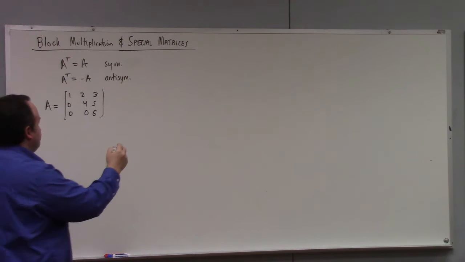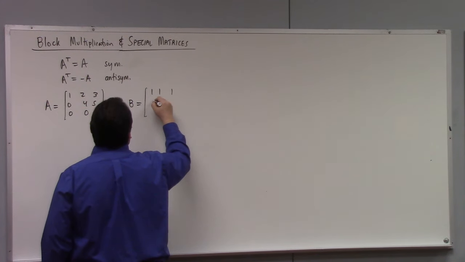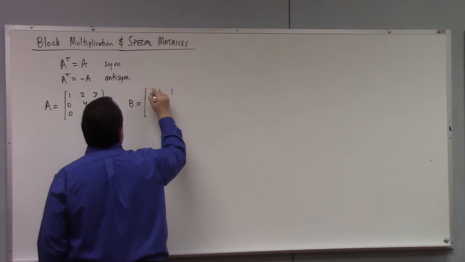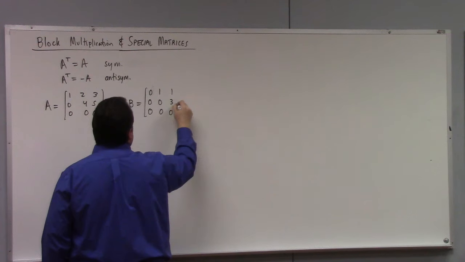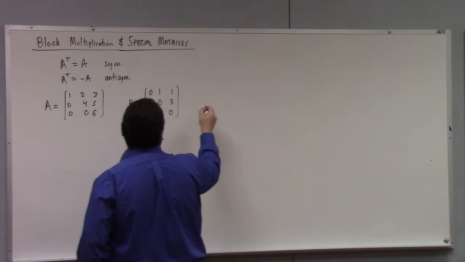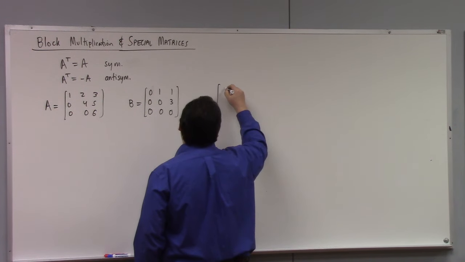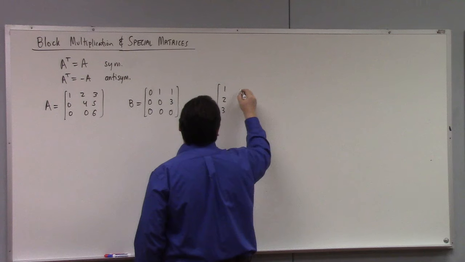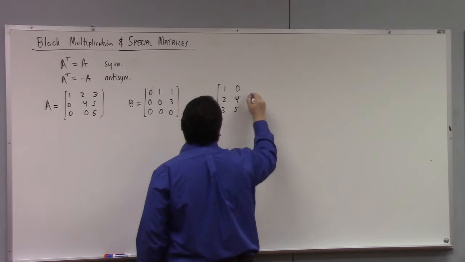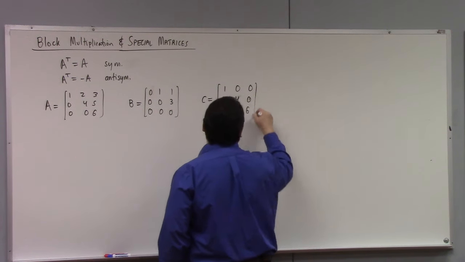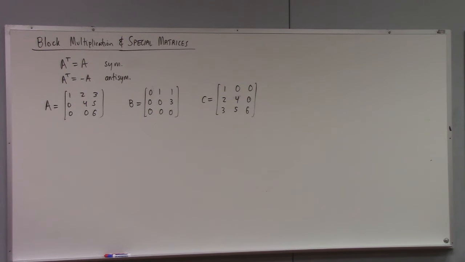Or B, let's say 1, 1, 1. No, I don't want to put the 1 on the top. 0, 1, 1, 0, 0, 3, 0, 0, 0, right? Or C, get this all out of my system all at once here. 1, 2, 3 for the column, 0, 4, 5, 0, 0, 6 there. Let's talk about what these are.